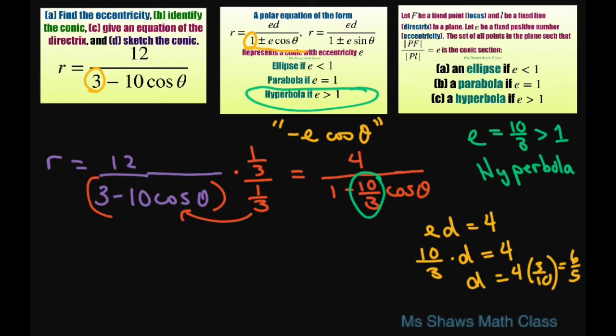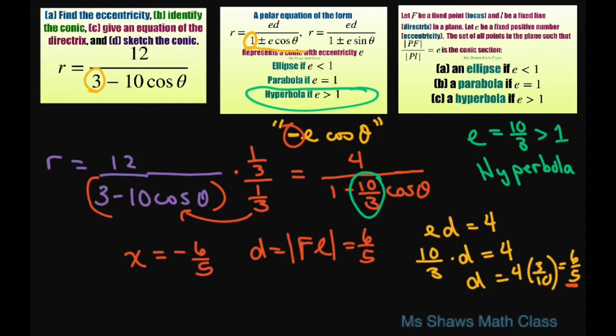Since we have a negative in the denominator, our equation of the directrix is x equals, and this is going to be to the left. D, the absolute value, is 6/5, which means it is to the left of the focus at the origin. So our directrix is x equals negative 6/5 since it's to the left. If this was a positive, it would be to the right, and it would be x equals 6/5.